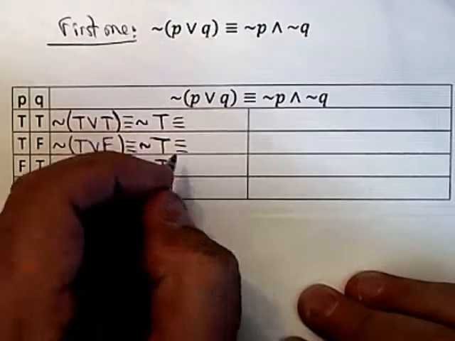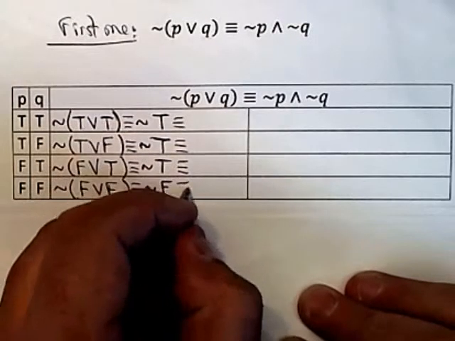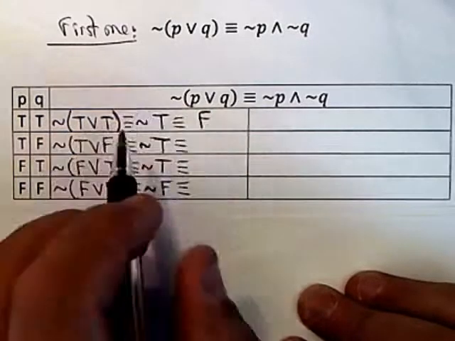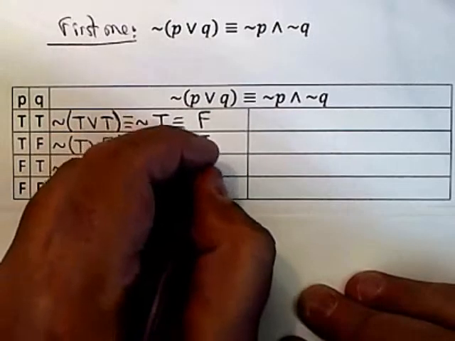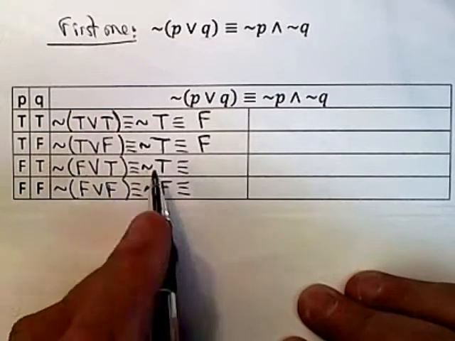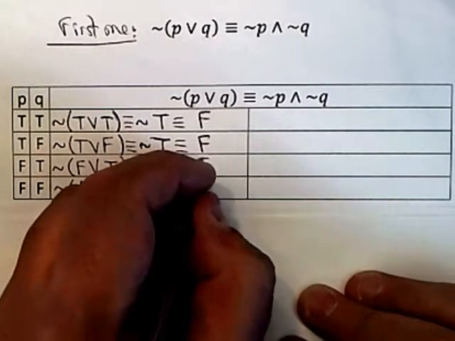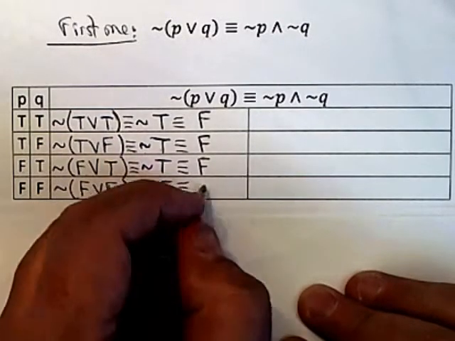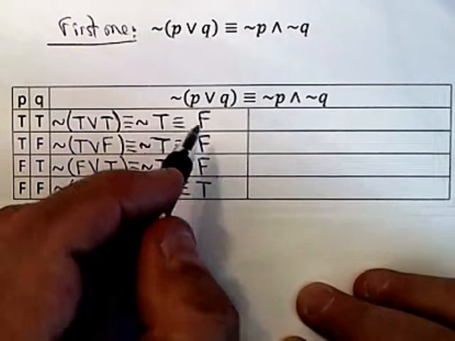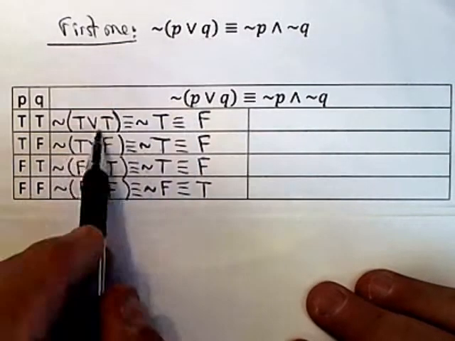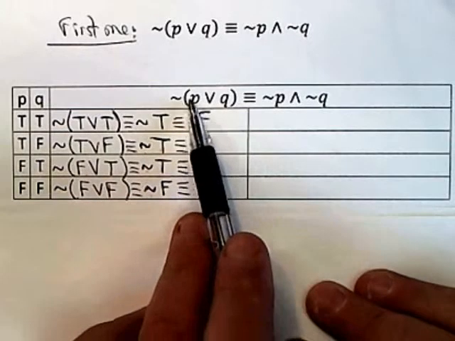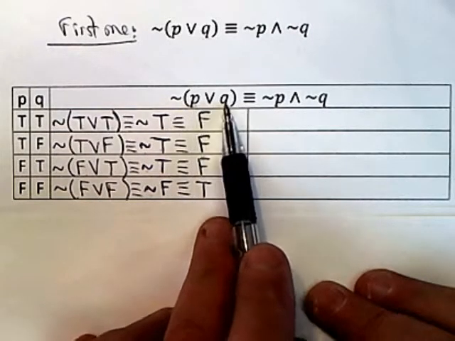And finally, not true is false. Not true is false. Not true is false. Not false is true. So if you just ignore the preliminary work, I have computed the truth table for the negation of P or Q.